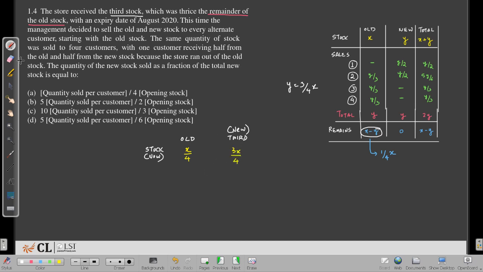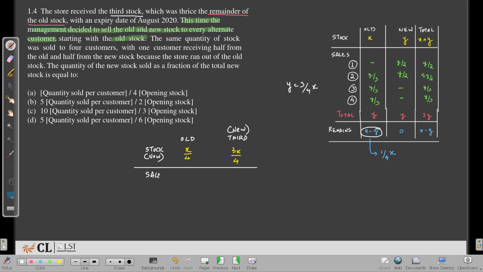Okay, and let's look at the information. This time, the management decided to sell the old stock and the new stock to every alternate customer, starting with the old stock. So it starts with old, then new, then old, then new. That's the story, that's how it's going to go. That's the stock information. Now let's look at the information about sales.